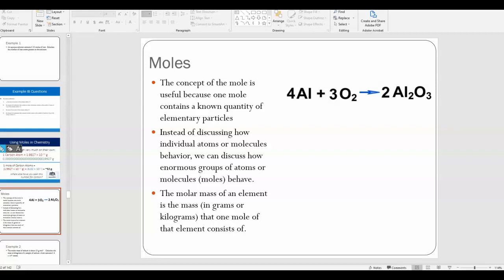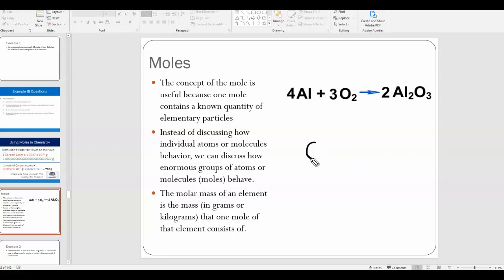Just to recap, the concept of the mole is useful because 1 mole contains a set number of particles, whether those are atoms or molecules or donut holes or whatever. Rather than talking about the motion of individual atoms or molecules, we can talk about how giant groups of atoms and molecules behave. And the molar mass of an element is the mass, either in grams or kilograms, that 1 mole of that element consists of.